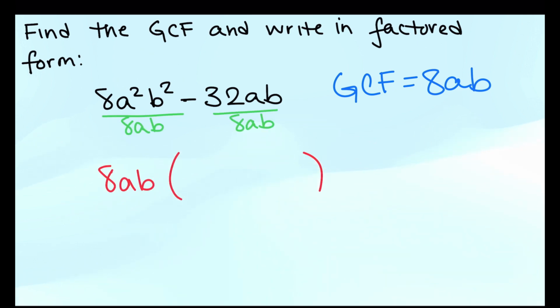So I'm going to pull the 8ab out and see what I have left over. To figure out what's left, we divide that GCF out. First term, 8's go away. We take out an ab. I'm left with an ab. Second term, ab's cancel out. 32 divided by 8 is 4. And there's my final answer, 8ab, parentheses, ab minus 4. Again, if we wanted to check our work, we could distribute and make sure we get what we started with.